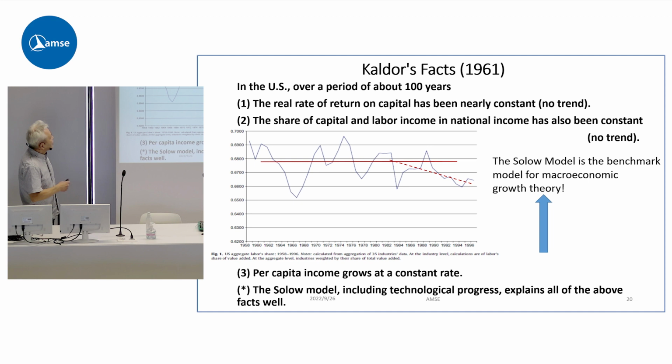And another reality is that growth models should show some regularities. That's a very tough thing. That's the so-called Kaldor's facts, 1961. They are 1, 2, 3, kind of a summary. Two more, I think. In these properties, the important thing is this one: the share of capital and labor income in national income has also been constant, no trend, like this. No trend. But if you look at it carefully, around here, the 1980s, it is declining. But at that time, people neglected such a fact. Forget about that. Still, Kaldor's facts hold. Okay?